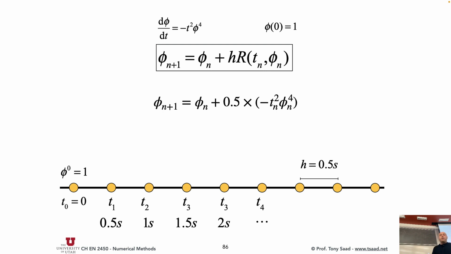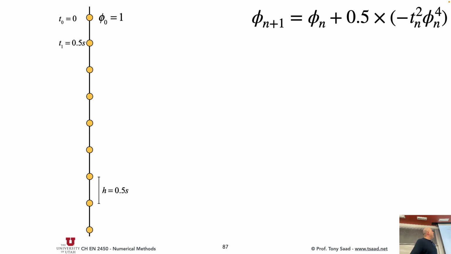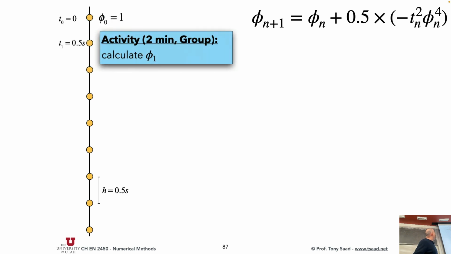Okay? So now, let's actually calculate this using your calculator, or just doing it by hand. Starting with phi 0 equals 1, now let's get phi 1 at t1 equals 0.5 seconds, using that formula.